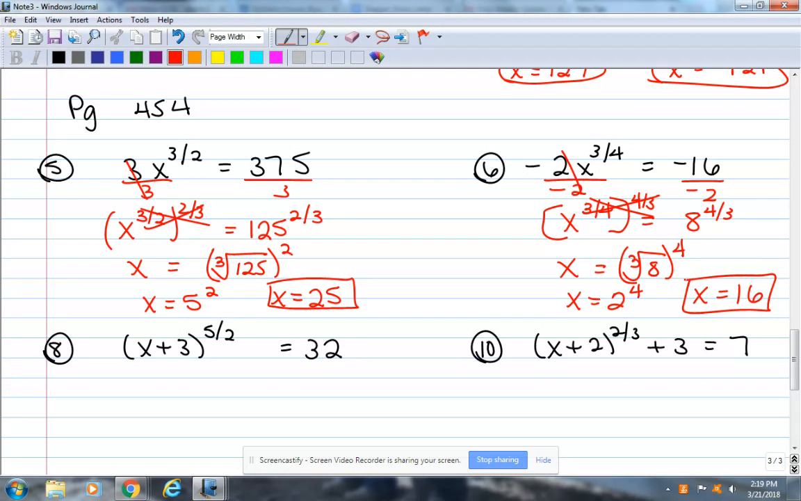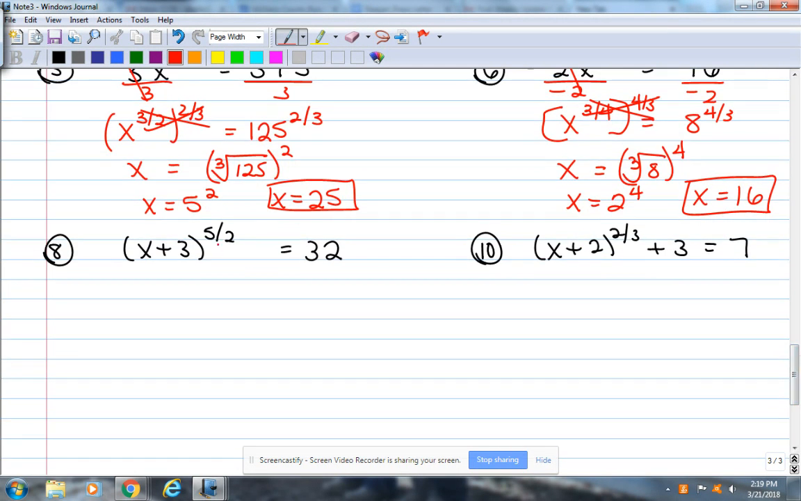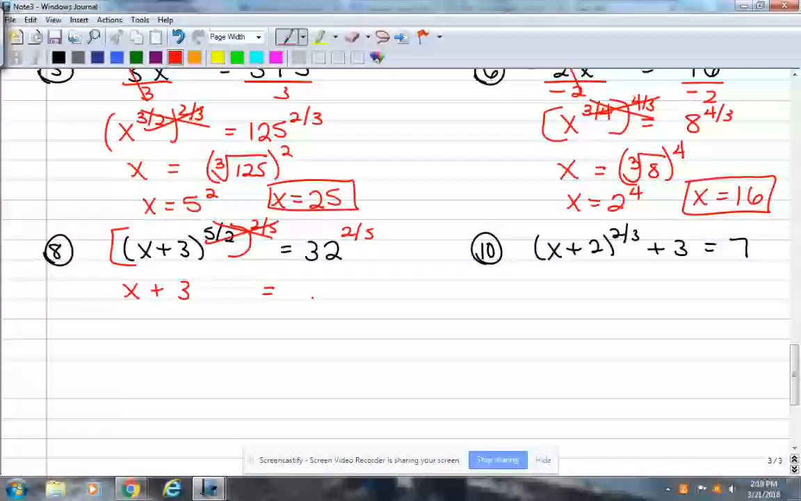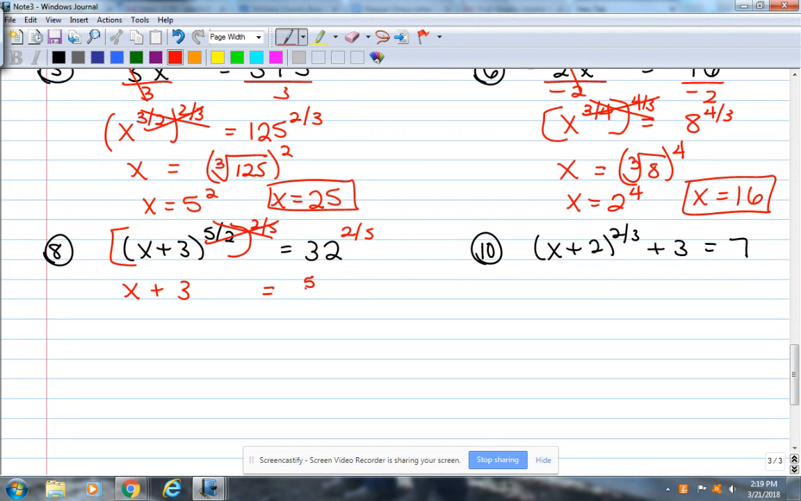Okay. Let's look at number 8. X plus 3 to the 5/2 power. It doesn't add or subtract anything, right? So the first thing we need to do on number 8 is get rid of the exponent. So how do we get rid of the exponent? 2/5. Cancel, cancel. So we have x plus 3 equals, now how do we make this a radical? All squared. All right, I'm going to copy that x plus 3.